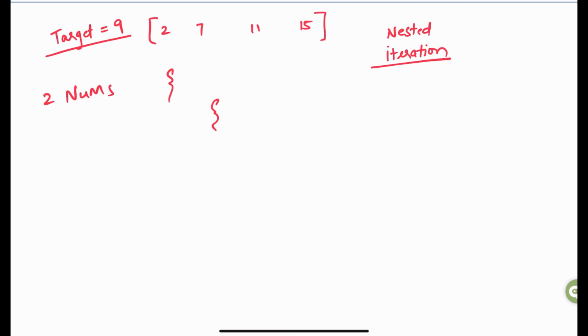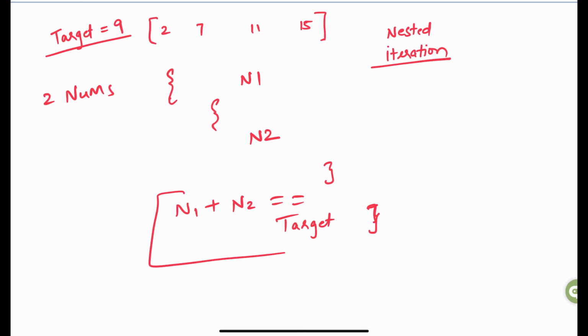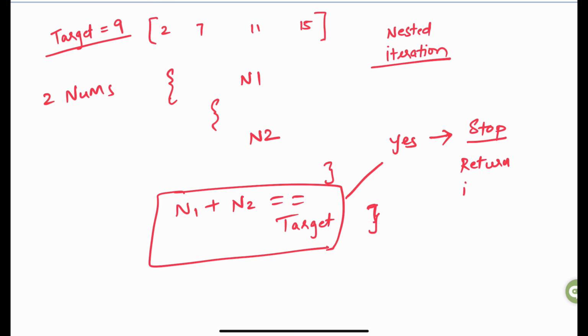One way to solve this problem is by running nested iteration. As the problem statement is asking us to calculate the target using two numbers, we can run a nested iteration, one inside the other. One will be pointing at number 1 and the other will be pointing at number 2. We'll calculate the sum of both of the numbers. If the sum matches the target, we'll stop the iteration and return the indices, and if not, then we'll continue the iteration by incrementing both of the pointers.